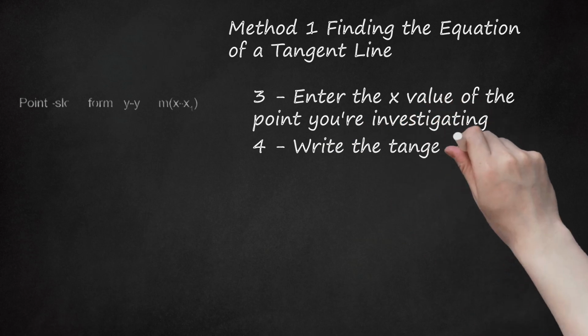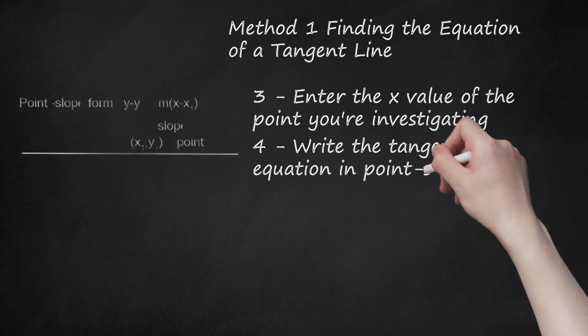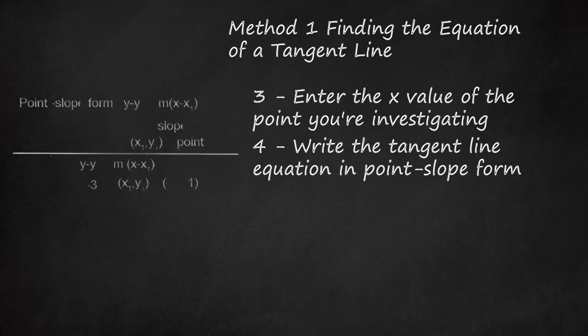4. Write the tangent line equation in point-slope form. The point-slope form of a linear equation is y - y1 = m(x - x1), where m is the slope and (x1, y1) is a point on the line. You now have all the information you need to write the tangent line's equation in this form.